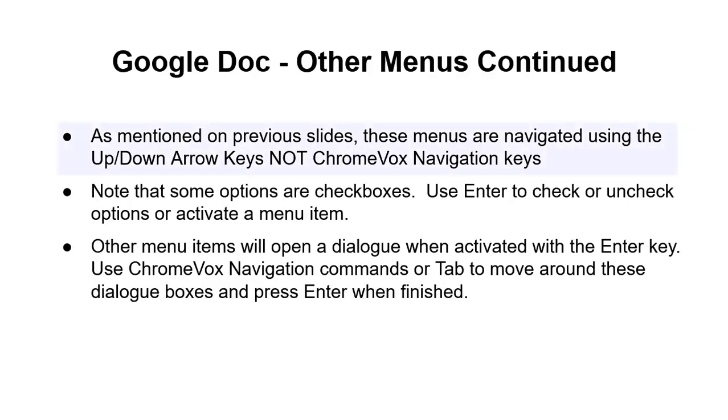There are other menus as well. As we've talked about on previous slides, these menus are navigated using the up and down arrow keys, not with your ChromeVox shortcuts. Note that there are some options that are check boxes. Use Enter to check or uncheck a checkbox or to activate a menu item. Other menu items will offer a dialog box when entered with the Enter key. Using your ChromeVox navigation commands or Tab to move around those is probably the best way to go, and then press Enter when finished.